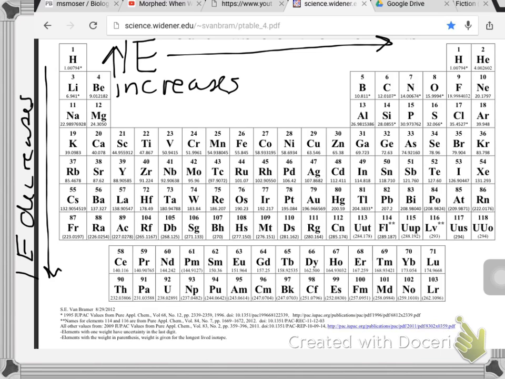We don't usually talk about going up a group. We usually talk about going down groups and across periods, but it's just true that there's a sort of reverse pattern there. Questions on that one? Okay.